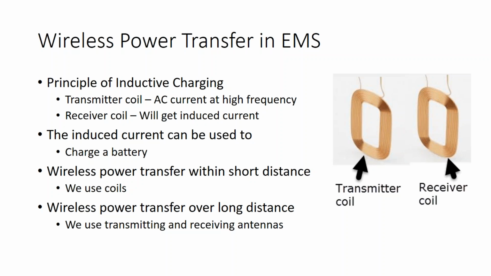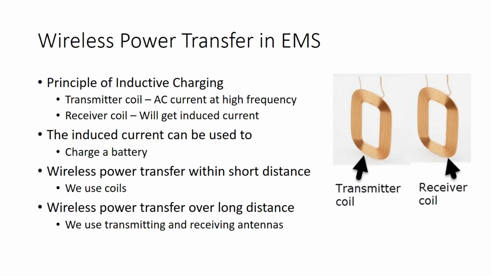If the coils are in close proximity to each other, then we use coils. But at the same time, wireless power transfer is also enabled over very long distances or medium distances, and that is done using transmitting and receiving antennas instead of transmitting and receiving coils. So as far as the distance goes, if you have short proximity, which will be the subject of today's interest, we will use coils to enable that.